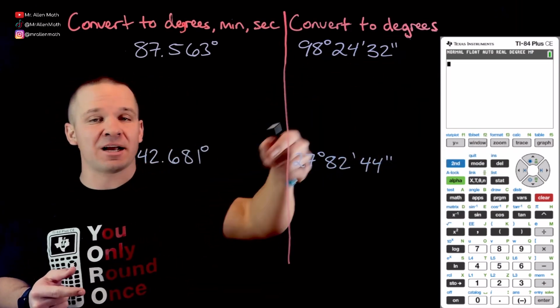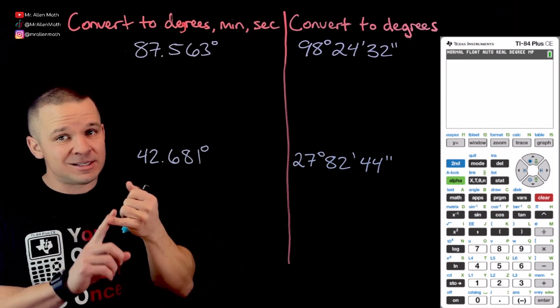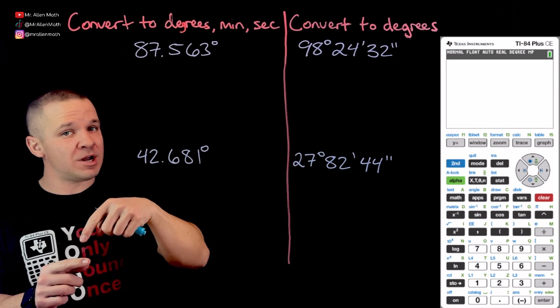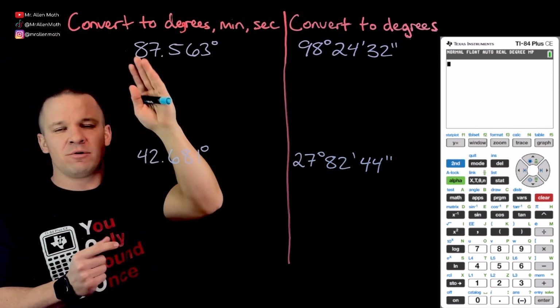Today we're converting to degrees, minutes, seconds from degrees, and converting to degrees from degrees, minutes, seconds. For degrees, minutes, seconds, we've got 60 minutes in 1 degree and 60 seconds in 1 minute, just like time. Degrees can be really whatever they want.